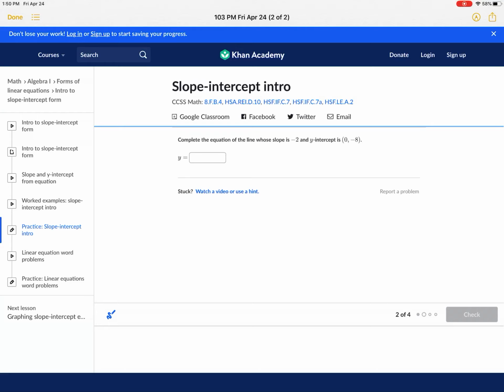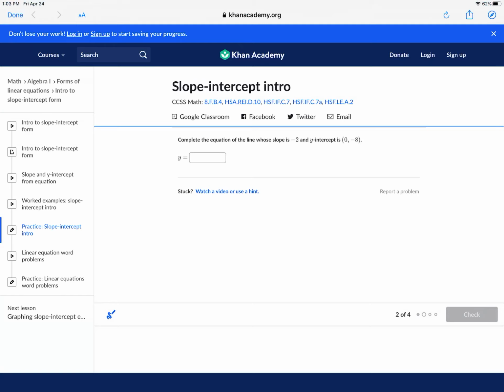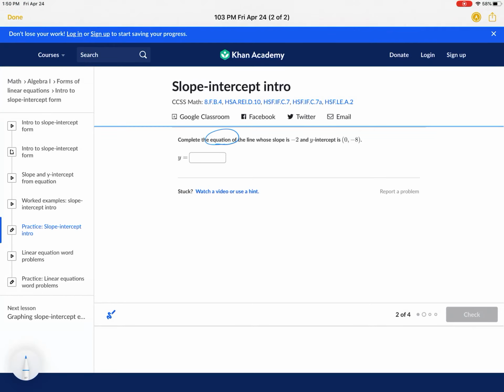It's asking me for the equation, which tells me I'm going to end up with something that is y equals mx plus b. So I need to plug that information in. What do I know? What is the problem telling me? Well, it's telling me the slope is -2, and it's also telling me that the y-intercept is (0, -8).